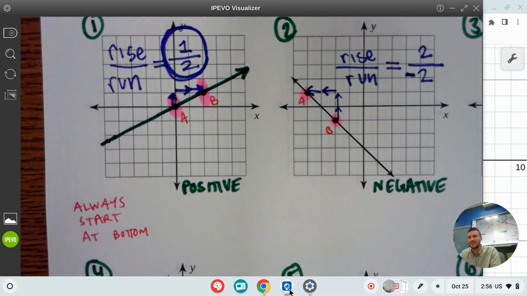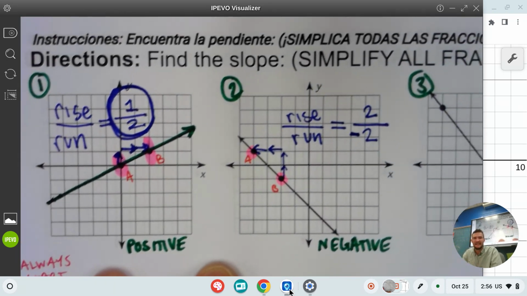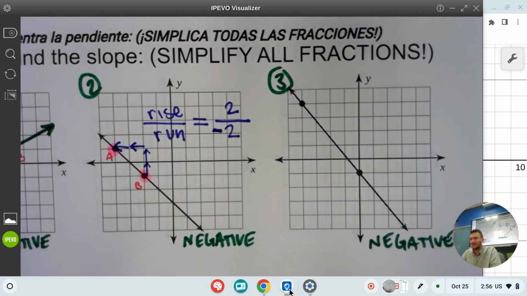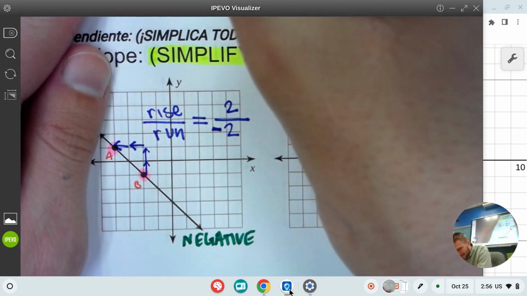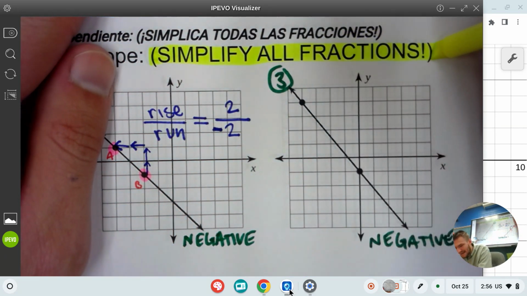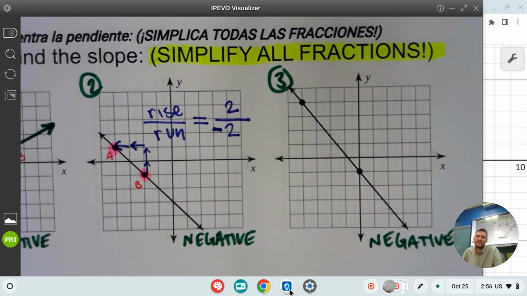So that was the first thing. And here's the second thing. I don't know if you noticed this on your paper, but there is an all caps person screaming at you right on top of these graphs. Simplify todas las fracciones.